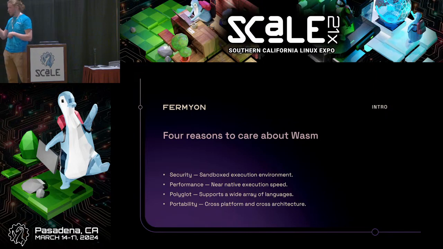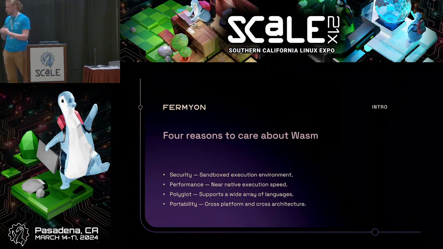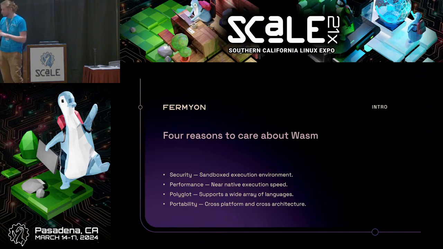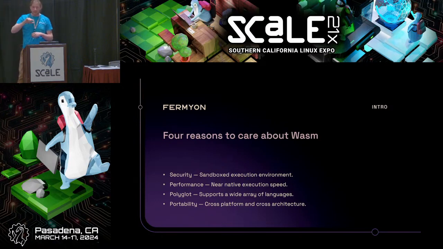The second reason I think we should care about WebAssembly is performance. And really, performance is just table stakes, I think. We're not going to see adoption of WebAssembly without performance. Third, WebAssembly is polyglot. And what does that mean? Poly, many, glot, languages, means that WebAssembly supports a wide array of languages. So you can take a Python program or a Rust program or any number of languages and compile them all to WebAssembly and have them cooperate together nicely.